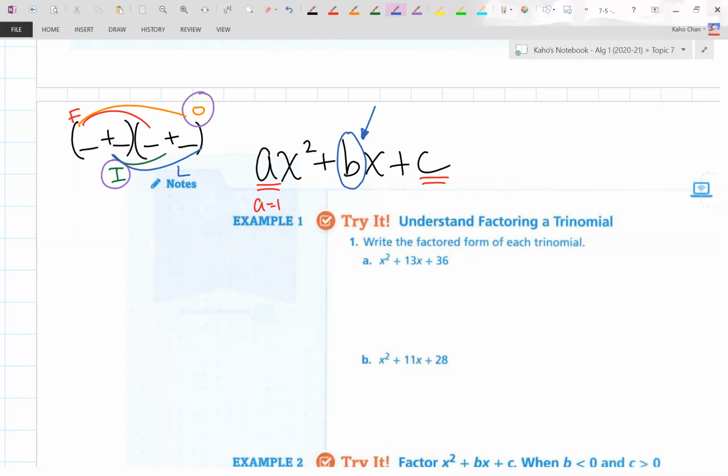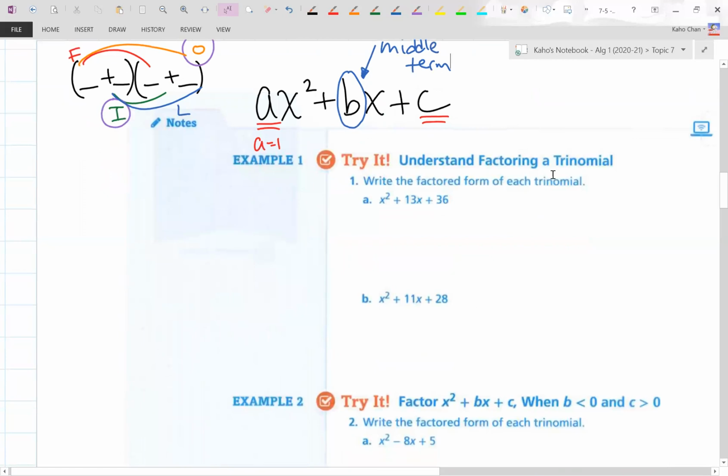Binomial times a binomial, we're trying to meet the middle term. This is the key now. This is a technique. All right? Let's try number 1 together. Here we go. We will represent it using a table or a box and also using our generic binomial times a binomial. We're trying to work backwards now.